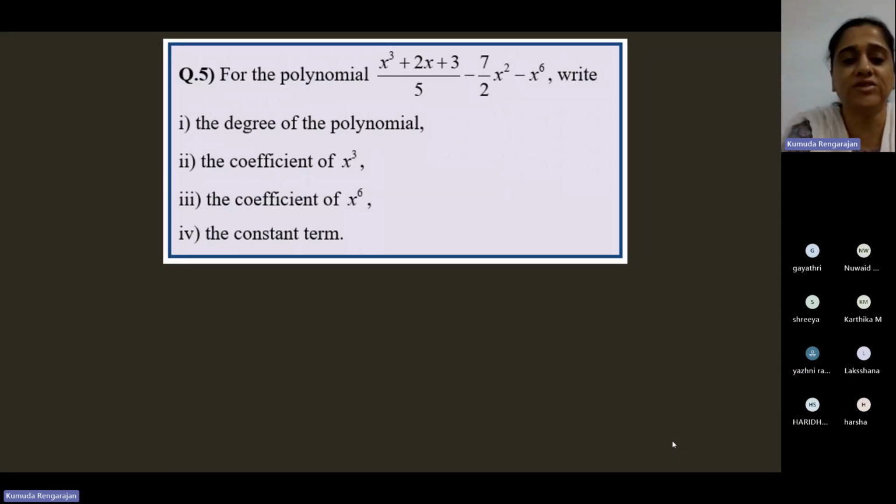The coefficient of x cubed, 1/5. Correct? The coefficient of x to the power 6, minus 1. The constant term, 3/5.